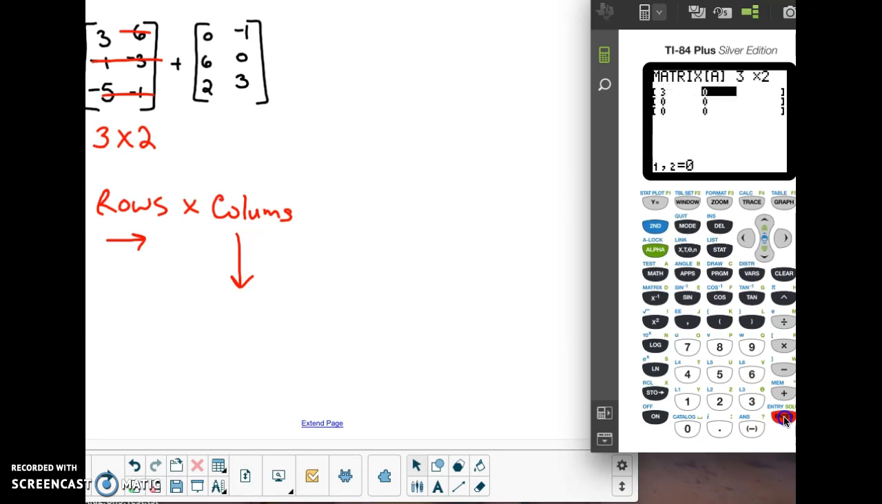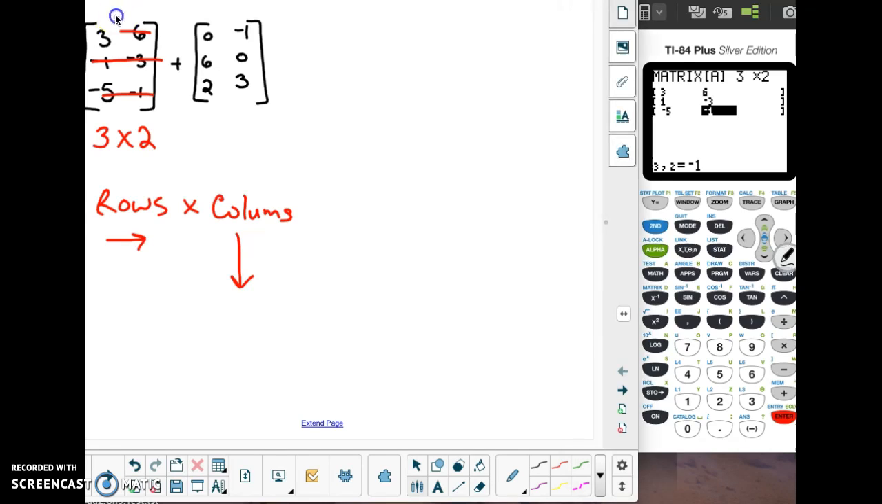And we just enter our numbers: 3, 6, 1, -3, -5, and -1. So there's my matrix A. So I need to have matrix B. I'm calling this one A and this one B.